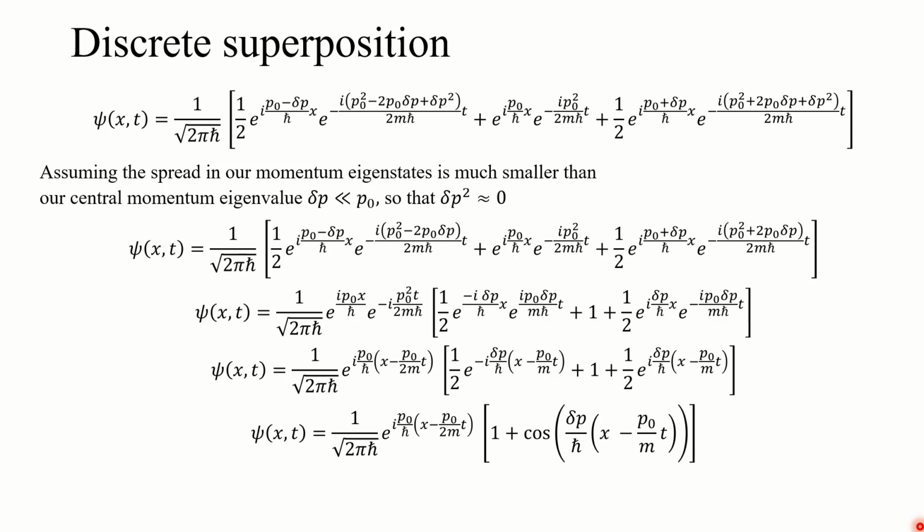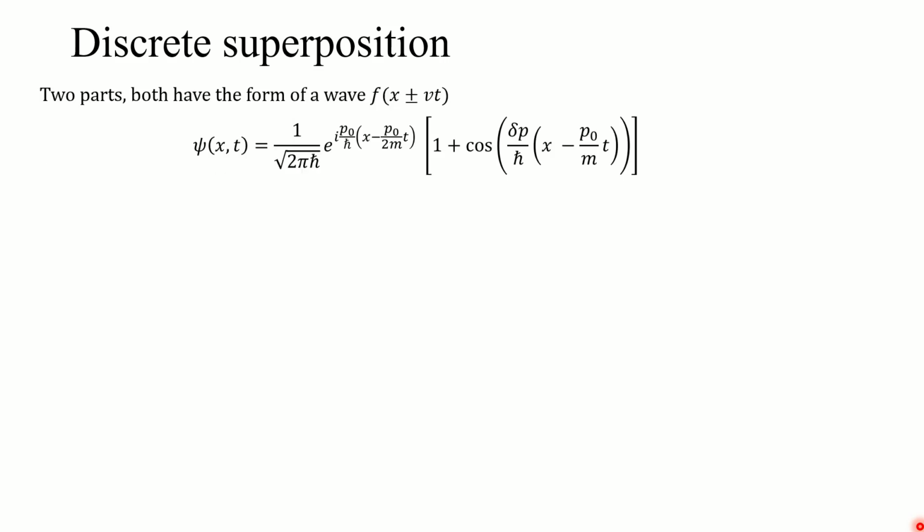So this is really interesting, and it really shows how we had that localization, because there are essentially two parts to this waveform, and both of them have the form of a wave, right? They're a function of some variable x plus some constant times t, right?